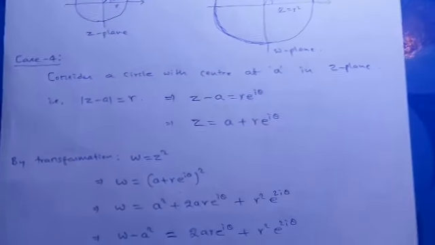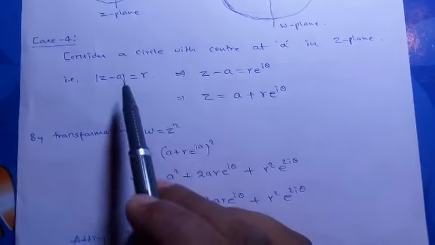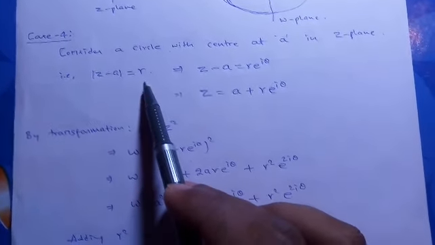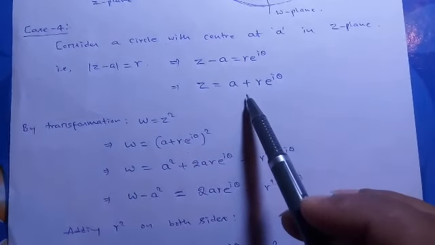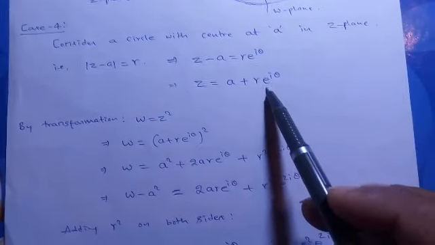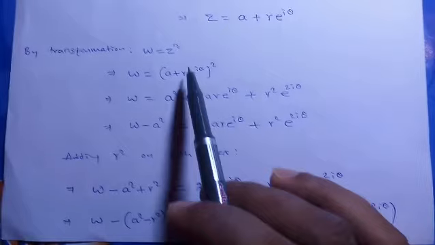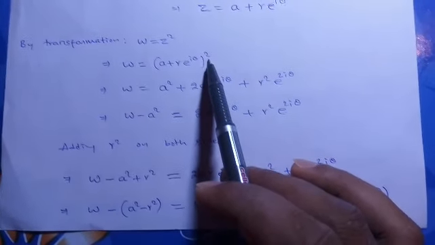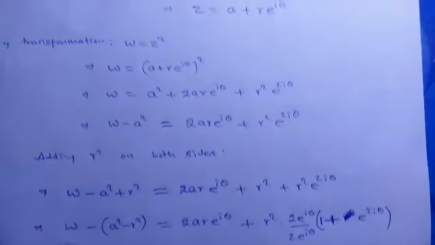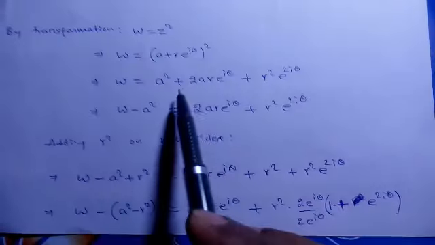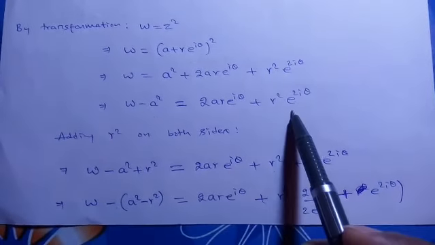Next, in case 4, consider a circle with center at a in z plane. Its equation becomes mod z minus a equal to r. We get z minus a equal to r e power i theta. Transfer a to RHS: z equal to a plus r e power i theta. Substitute into the transformation w equal to z square. It becomes like this, and by using the a plus b whole square formula, expansion. Next, transfer a square to LHS. w minus a square equals the remaining 2 terms as it is.